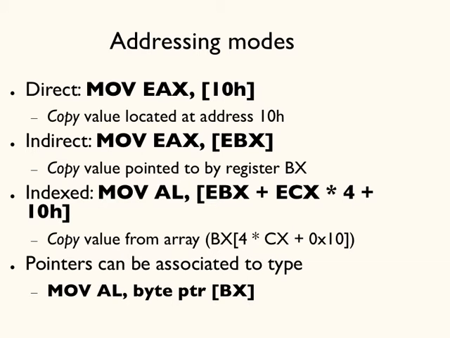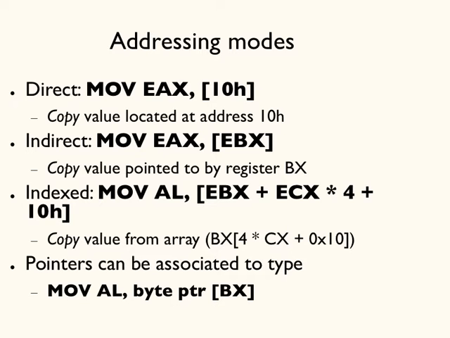Also, in assembly you can use a pointer to specify how big the data you want to move is. In this case, you are moving to AL, so you can only move 8 bits, 1 byte. So you can specify that you want to move 1 byte from this address to AL.